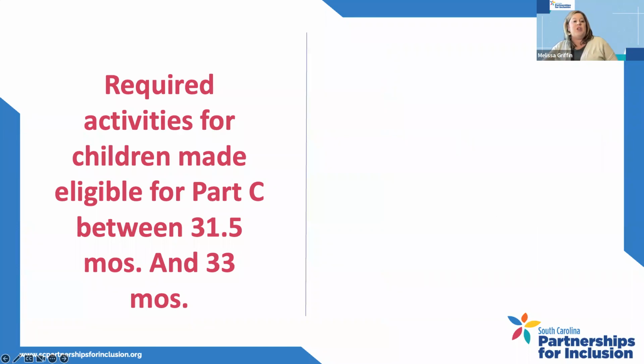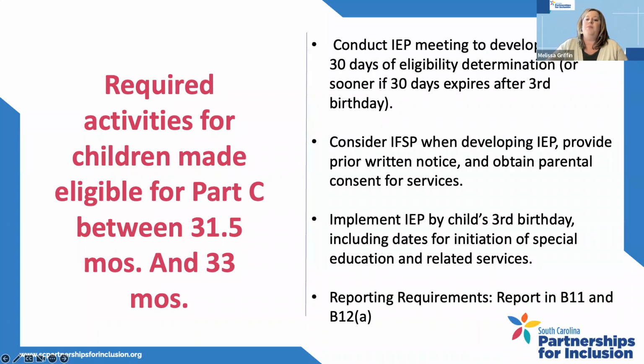Okay. So this is the kids that come into Part C and are made eligible between 31.5 months and 33 months. And when that happens, we would conduct the IEP meeting to develop the IEP within 30 days of eligibility determination, or sooner if the 30 days expires after the 3rd birthday. So that, I think, is an important piece to keep in mind.